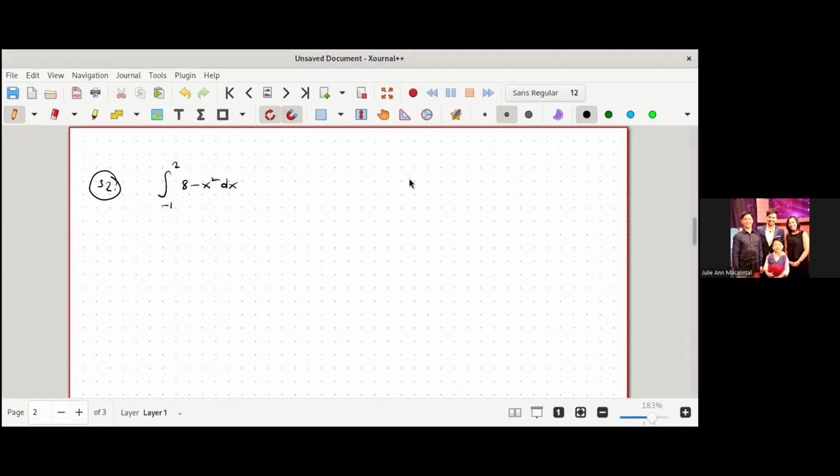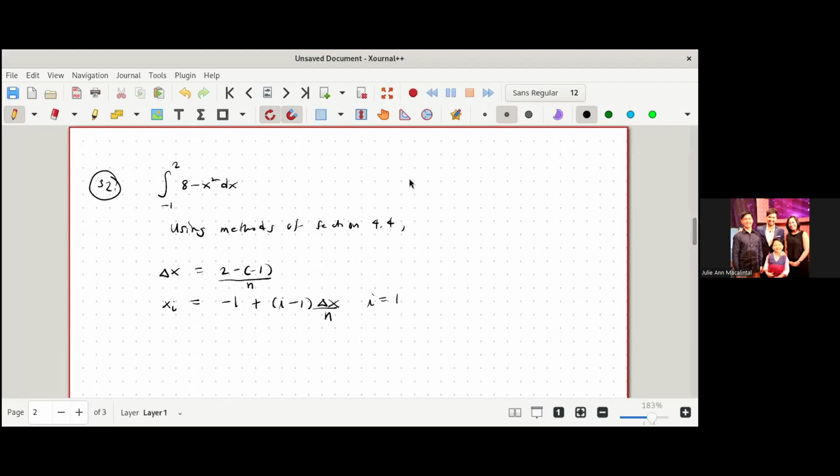Ngayon, if we use the methods of section 4.4, diba? Kung section 4.4 lang yung alam natin at wala tayong theorems, babalik tayo dun sa delta x is equal to 2 minus negative 1. Tapos yung x sub I, gagamitin ko yung left end point. That's going to be negative 1 plus I minus 1 times delta x, from I equals 1 to n.